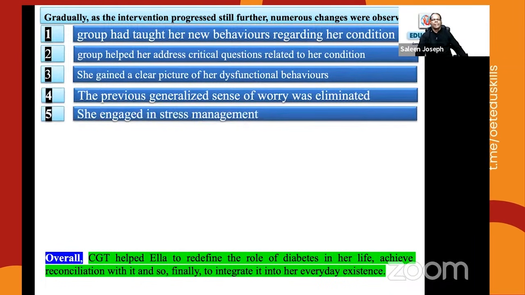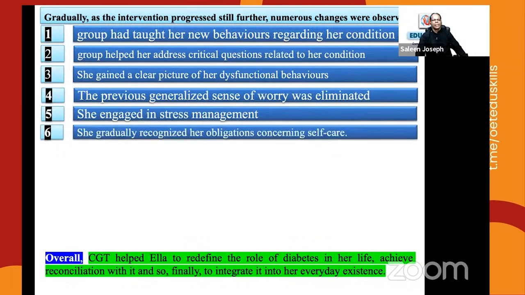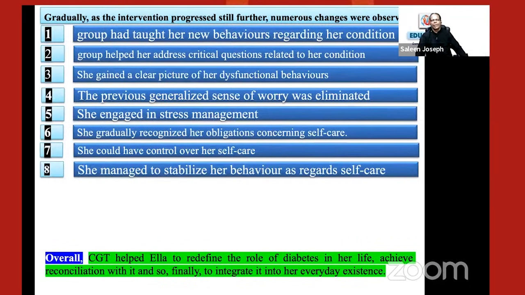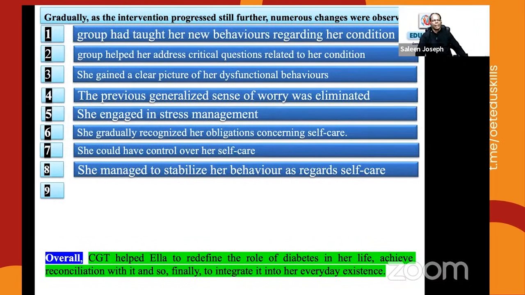5. She engaged in stress management. 6. She gradually recognized her obligations concerning self-care. 7. She could have control over self-care. 8. She managed to stabilize her behavior as regards self-care.